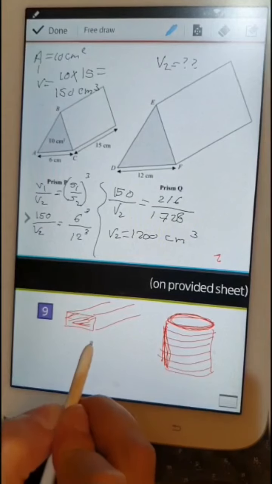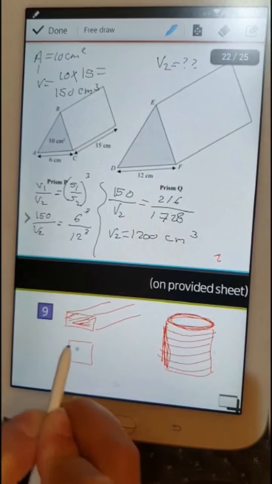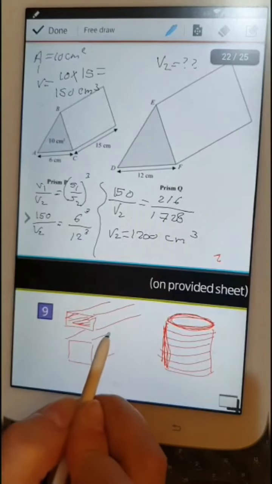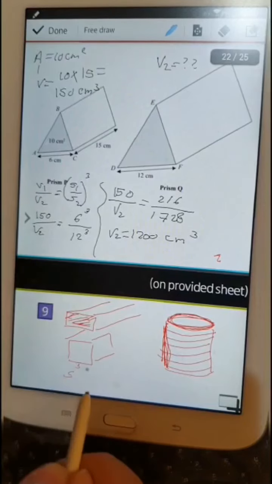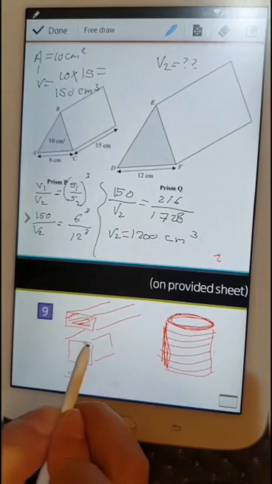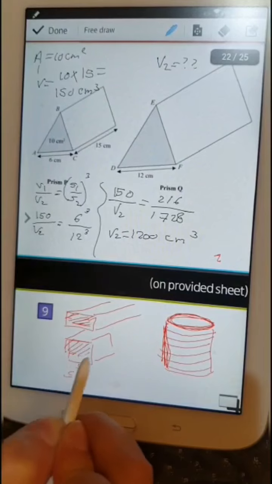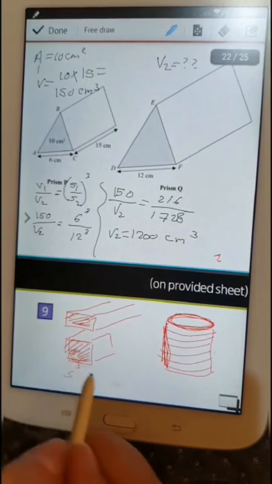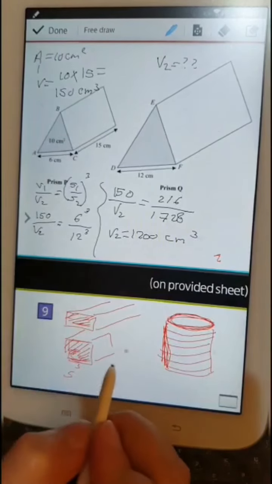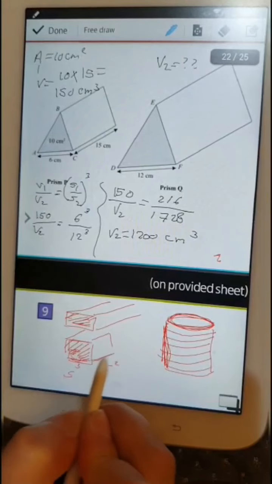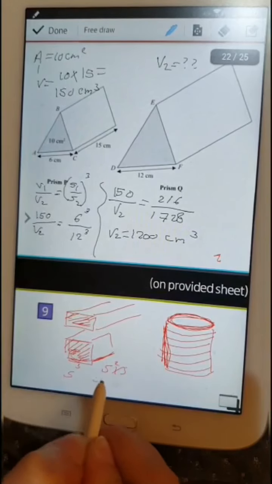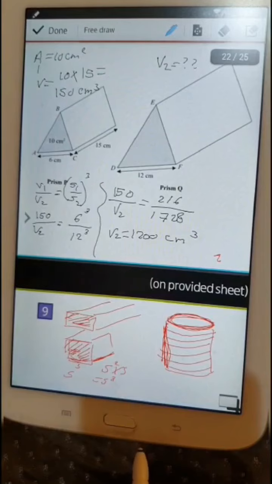Even if we have a cube, we know that the rule to find the volume of the cube is s to the power 3, and we are getting this from the area of the cross section, which is the area of the square, s squared, multiplied by the length, which is s. That's why we say that the volume is equal to s to the power of 3.